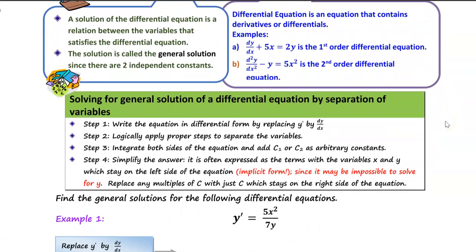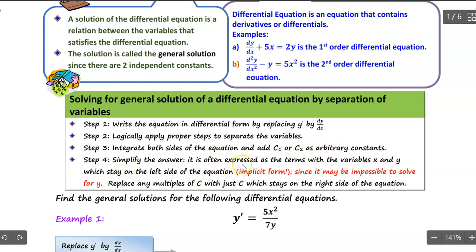The general steps to solve a first order differential equation are: we write the equation in the differential form by replacing y prime by dy over dx. Because we are using the method of separation of variables, we need to manipulate the equation so that we can separate the variables, so x with dx and y with dy. Then integrate both sides of the equation, and add the constant c1 to one side and constant c2 to the other side. Step number 4 is to simplify the answer.